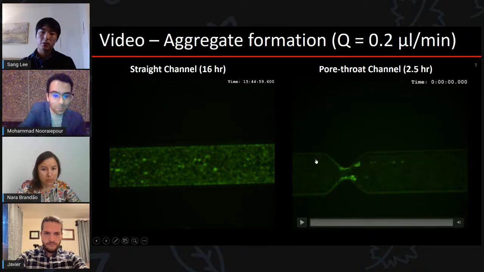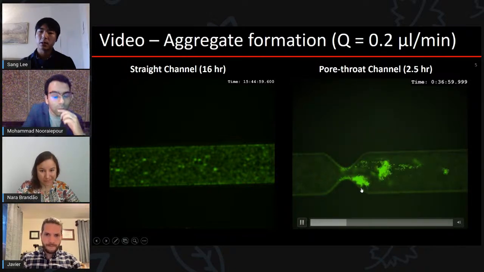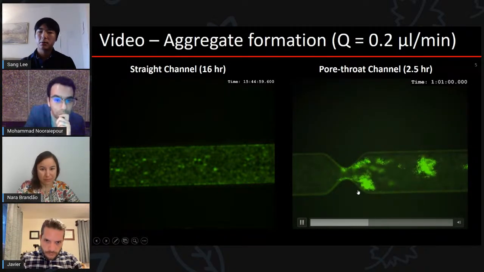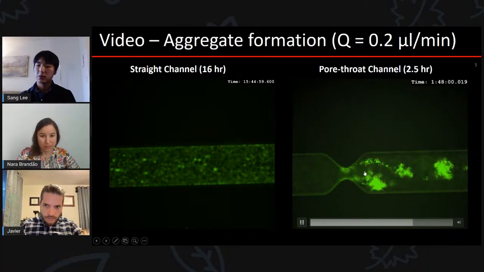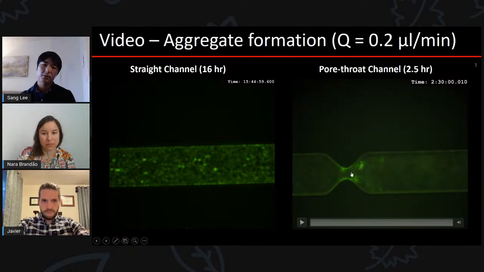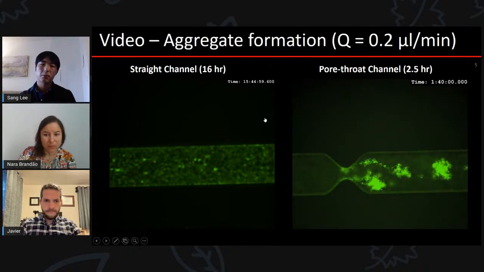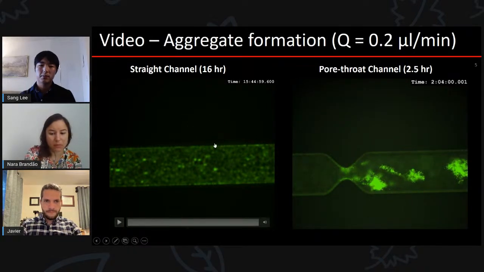And in the case of the channel with the pore throat, immediately we see a rapid attachment and aggregation of cells, and once they gain enough mass, they were flushed downstream by the flow until they finally detach around 2.5 hours. I'll play the video again. It was interesting to us that this whole process of bioaggregation and detachment happened so quickly, within 2.5 hours, compared to the straight channel case.